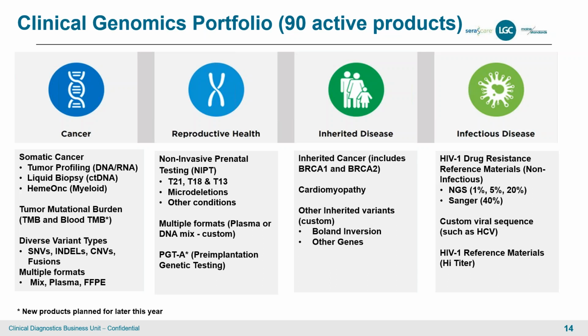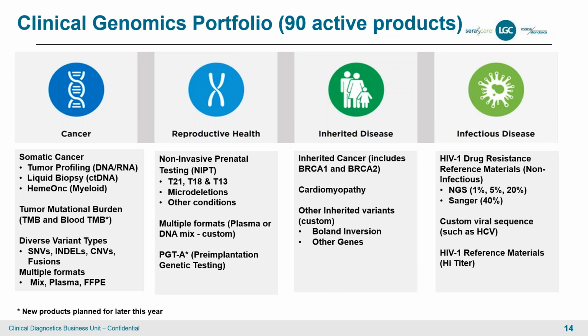Reproductive health is another critical area with non-invasive prenatal testing. Inherited disease is something we all carry, right, in our germline. And obviously infectious disease, as you can tell, really morphs every few years, right? There's a new virus, a new epidemic to handle, right? So we very systematically over the last 5 years developed products in all of these areas, right? We currently carry over 90 active products. So feel free to go into seracare.com and peruse through the products, okay?